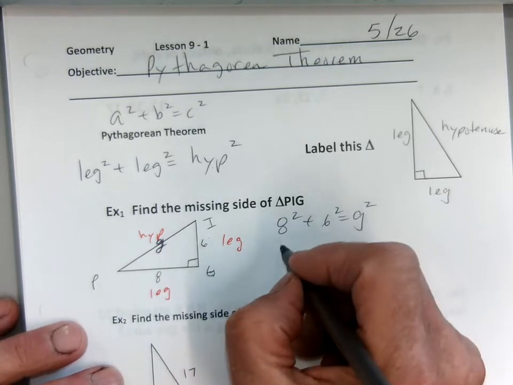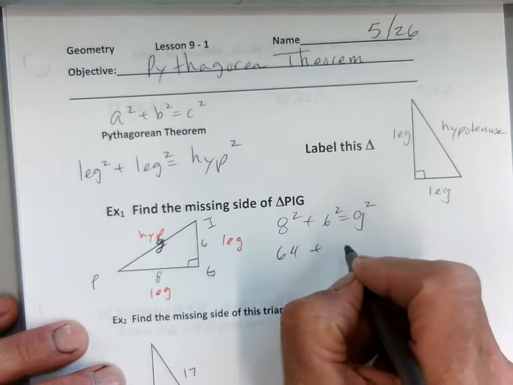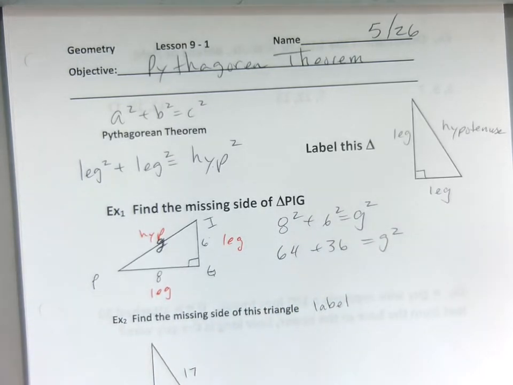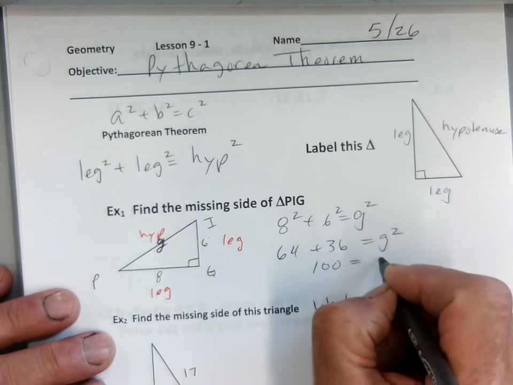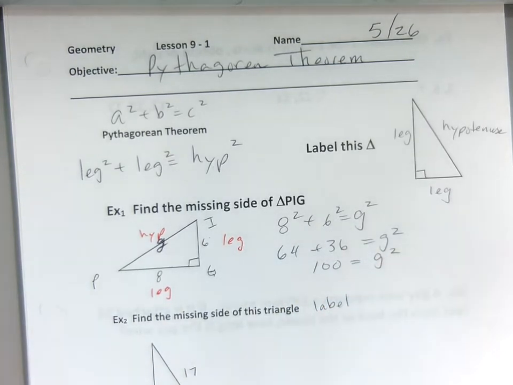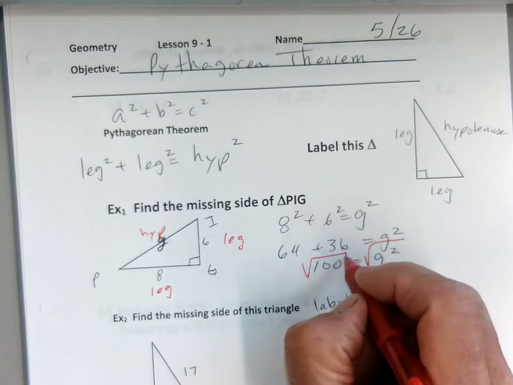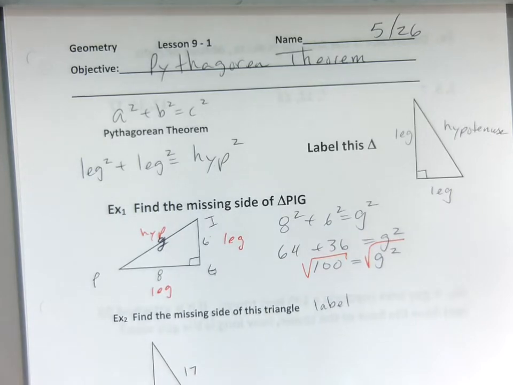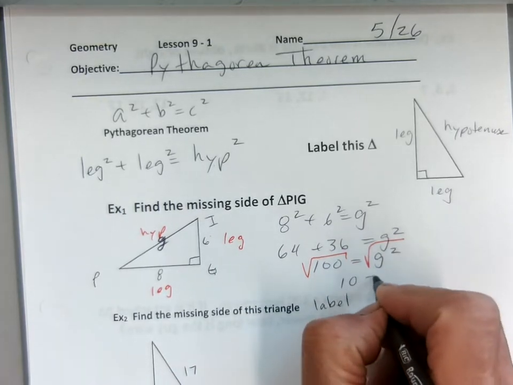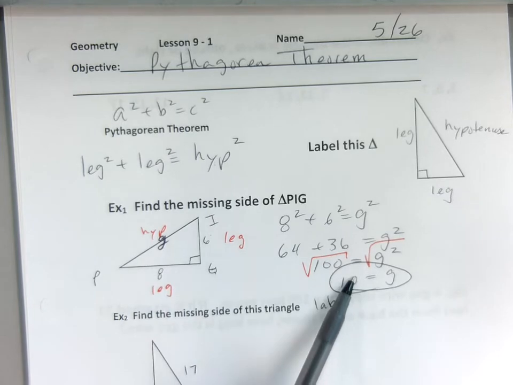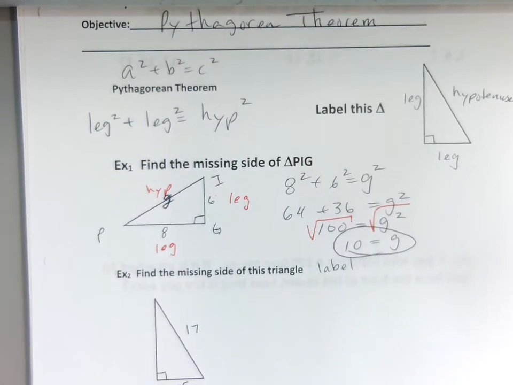And then 8 squared is 64, 36 equals little g squared. Add them together and I get 100 equals little g squared. Square root both sides. I'm not going too fast, am I? Grace, will you stop me if I get going too fast? You got this, right? And square root of 100 is 10. Now this is one of the perfect ones. This one's a nice one because this is a perfect right triangle, meaning that all of the numbers turn out to be nice whole numbers. That doesn't always happen, okay?